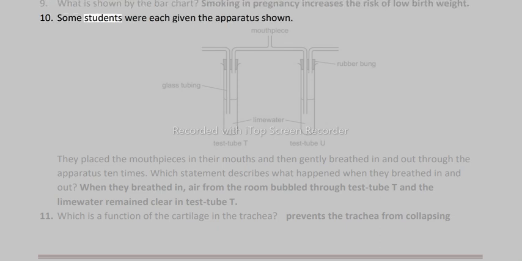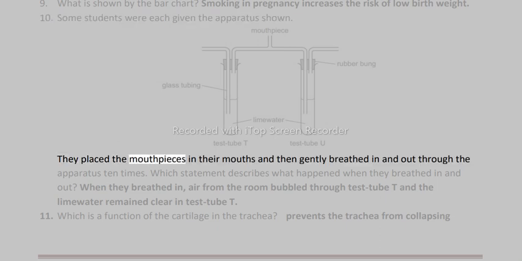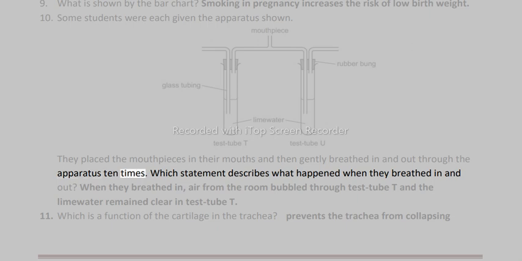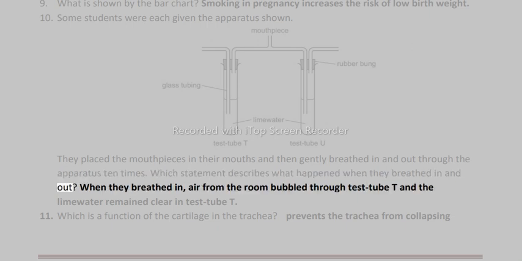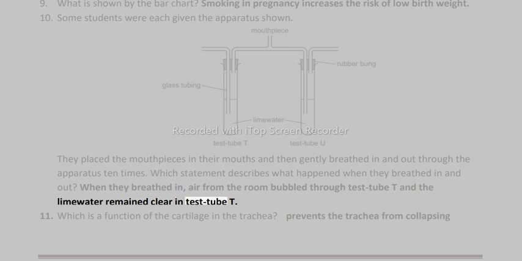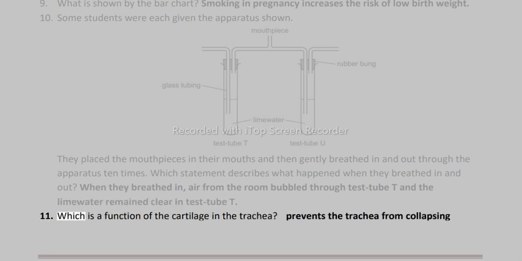10. Some students were each given the apparatus shown. They placed the mouthpieces in their mouths and then gently breathed in and out through the apparatus 10 times. Which statement describes what happened when they breathed in and out? When they breathed in, air from the room bubbled through test tube T and the lime water remained clear in test tube T. 11. Which is a function of the cartilage in the trachea?